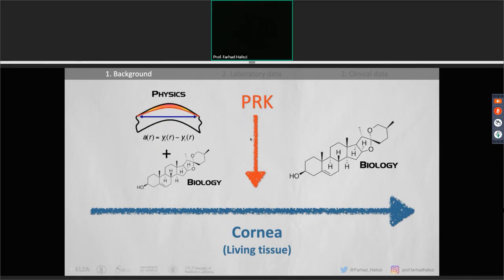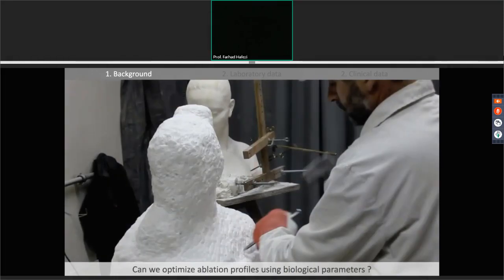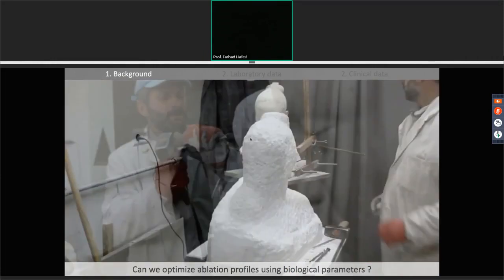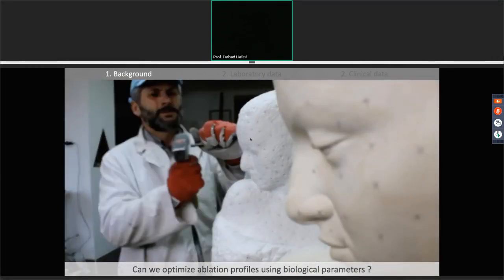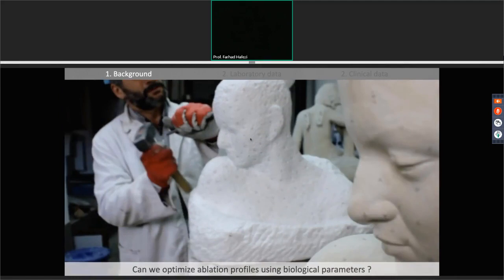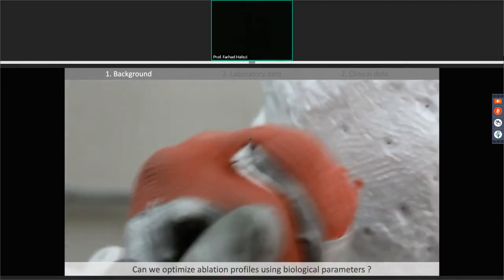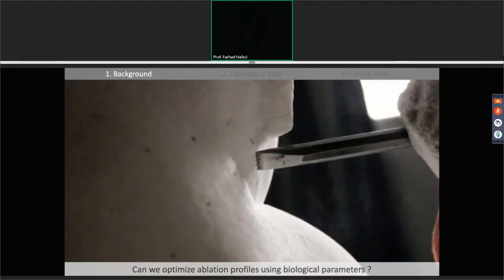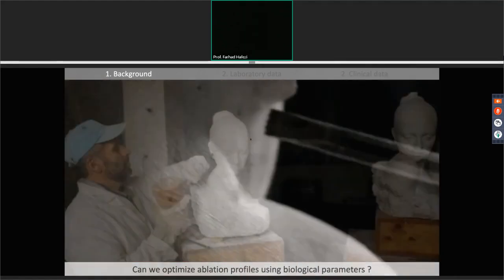In other words, we should try to find ablation patterns that do not only respect mathematics and physics, they should also respect the biology of the tissue. In other words, is there a way to optimize ablation profiles using biological parameters? And this was the basic idea that we brought to SCHWIND back in 2013, and it was an exciting journey with lots of work and lots of ideas. And basically, we ran this study in 2 phases.